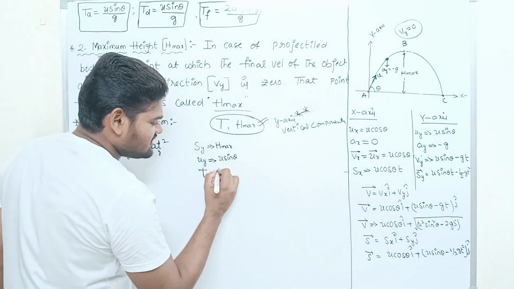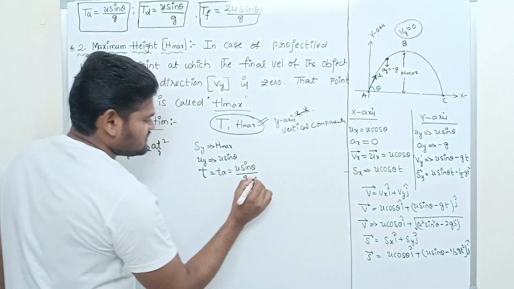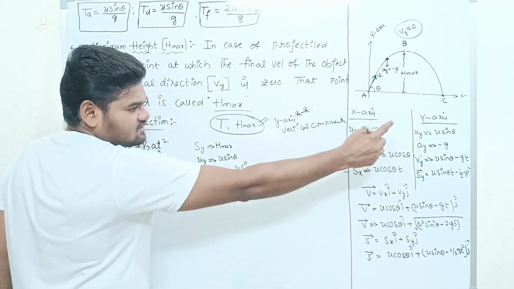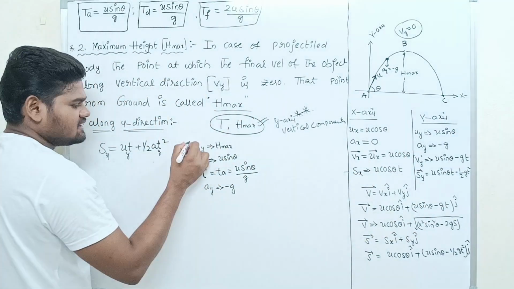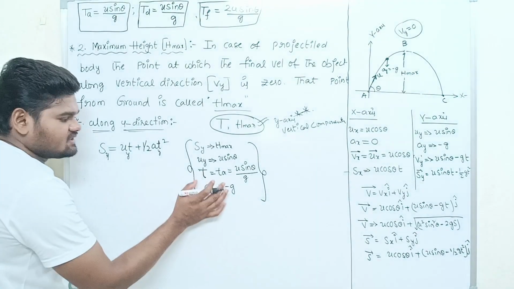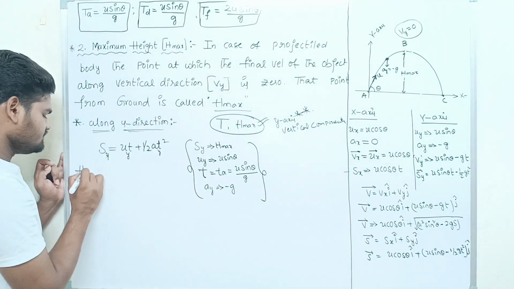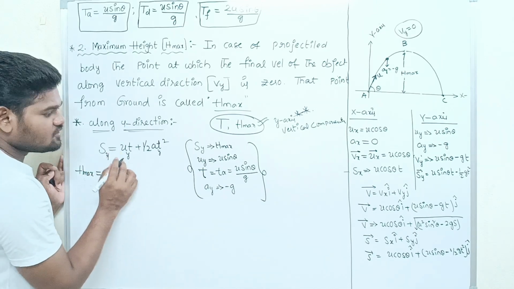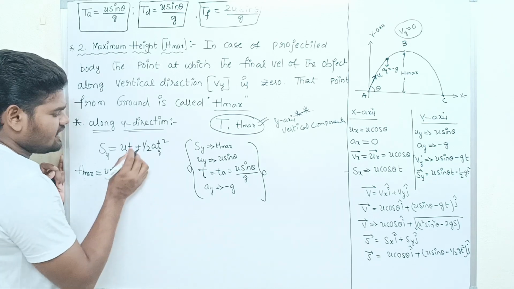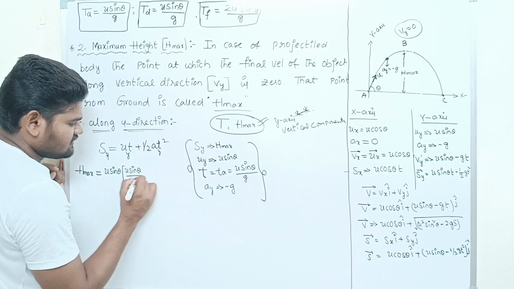So T is equal to TA, which is u sin theta by g. Ay, the acceleration due to gravity along the y direction, is minus g. I have taken all the components, so substitute these values here. You will get Sy, that is H maximum, equal to Uy, which is u sin theta, into T, the time of ascent, u sin theta by g.